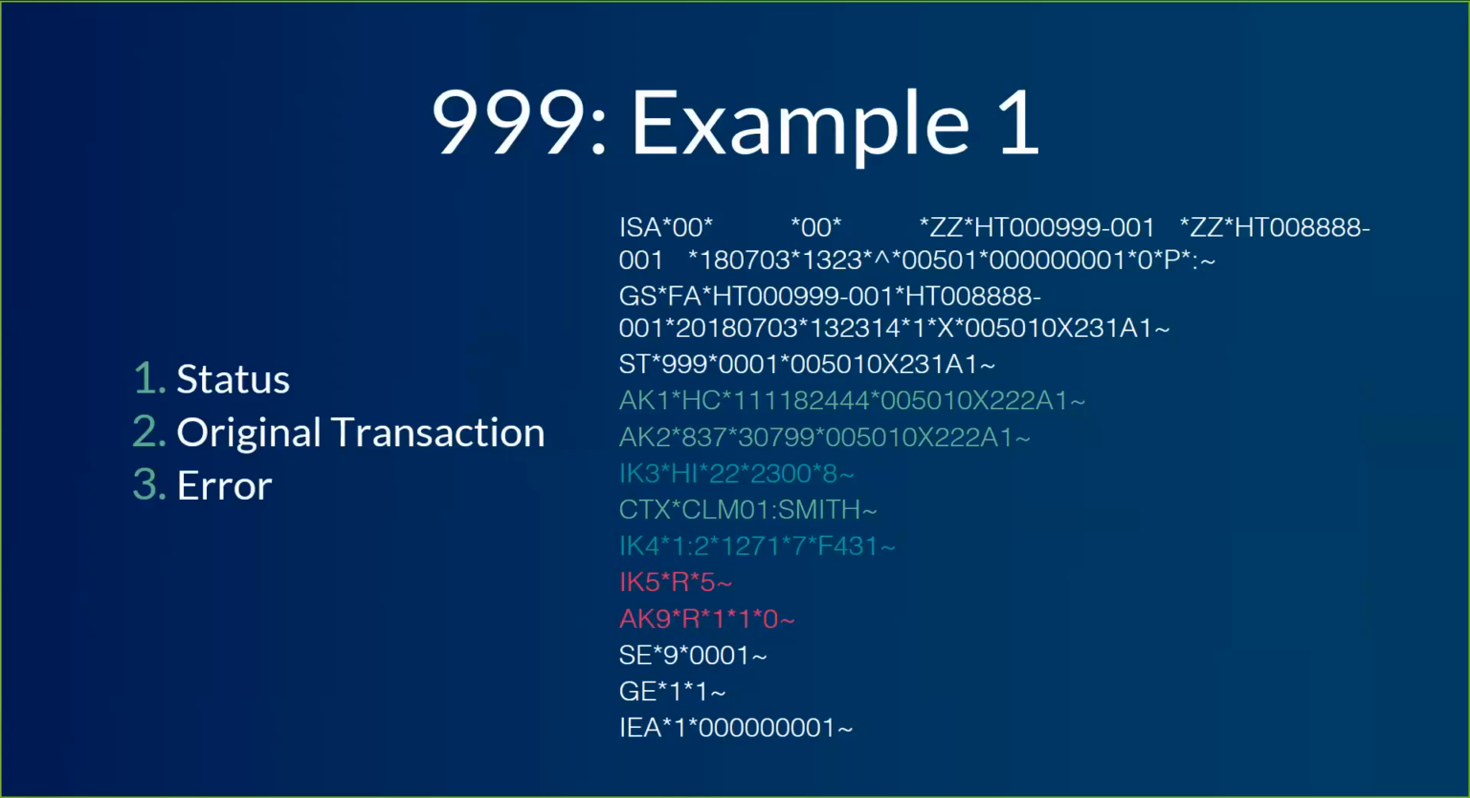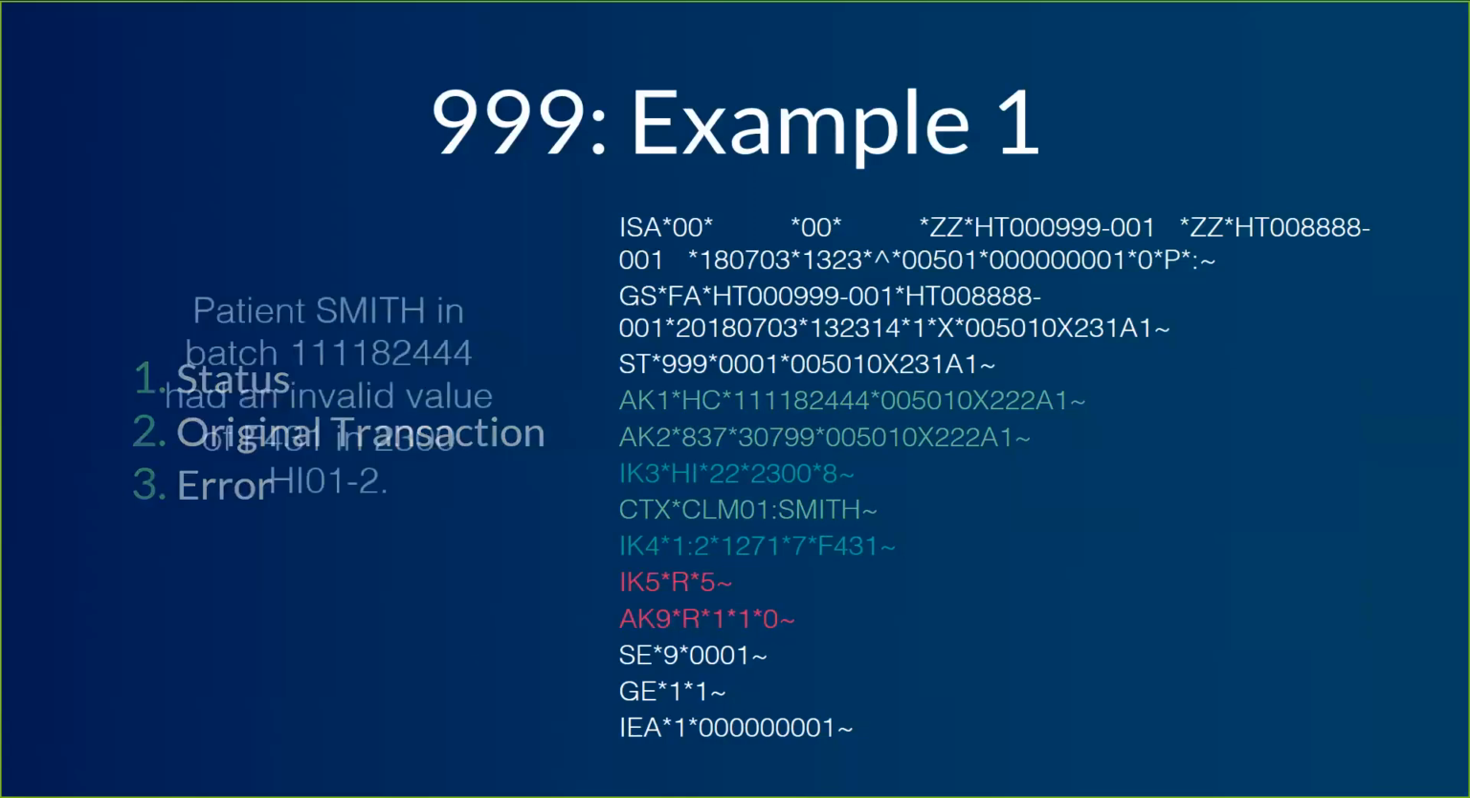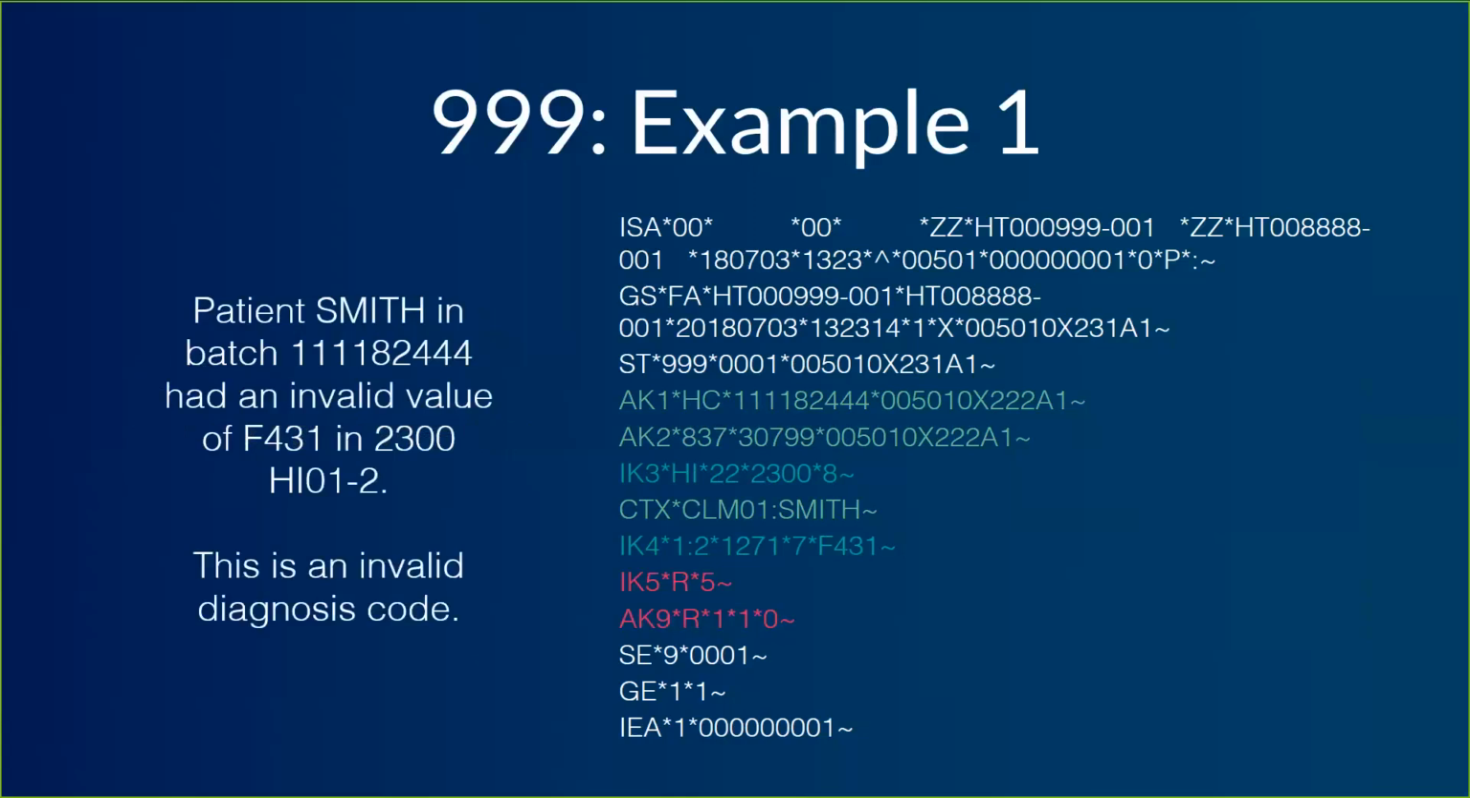So if I were to summarize what I know about this, I could say that patient Smith, which is from that CTX segment, in batch 111824444 had an invalid value of F431 in the 2300 loop, HI01 subposition 2. Now, if I had implementation guides and I could take a look at that and see what the HI segment is, I would see that the HI01 subposition 2 is for the diagnosis code. And so I could look it up and find that F431 is an invalid diagnosis code. It's not good for billing purposes.